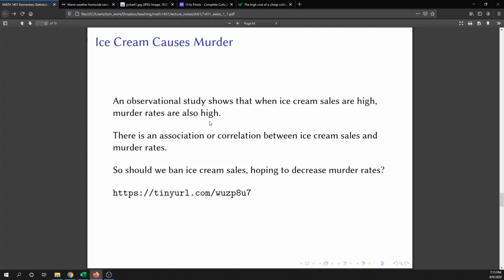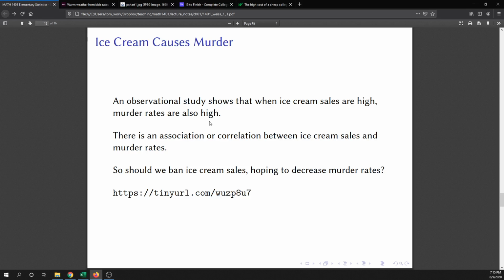There is some correlation between ice cream sales and murder rates. But remember, correlation does not imply causation. Just because people are selling ice cream doesn't cause the murder rates to be higher. There are other factors involved in there.